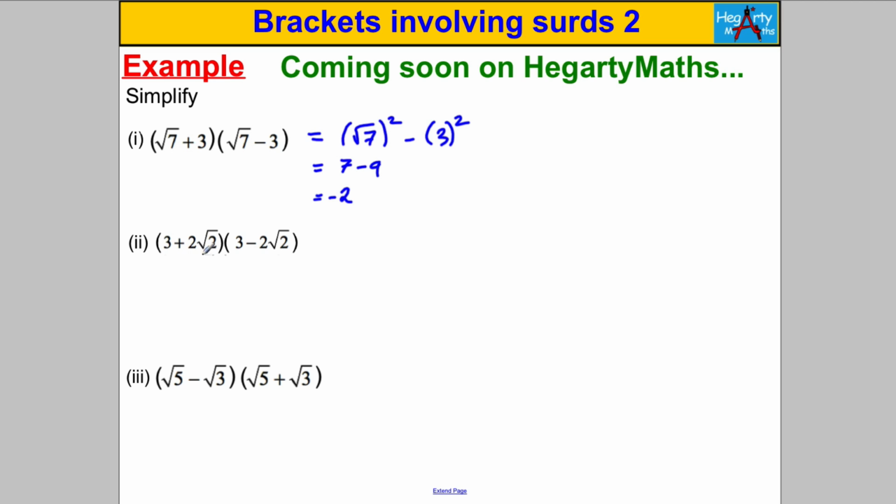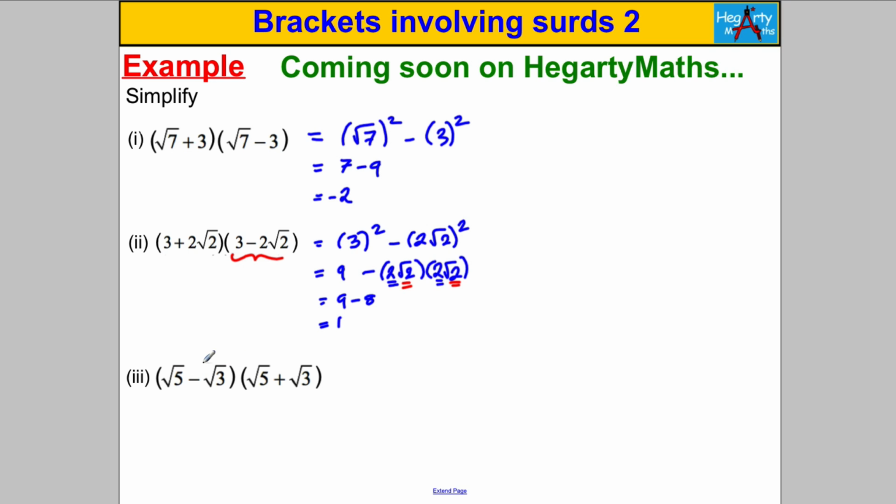3 plus 2 root 2 multiplied by its conjugate, 3 subtract 2 root 2. So we know it's going to equal, well, the first term squared, which is 3 squared, take away 2 root 2 squared. Now 3 squared is 9. 2 root 2 squared, well, I'm just going to write that as 2 root 2 multiplied by 2 root 2. It's easier to see what's going on. So we've got 9. Now 2 multiplied by this 2 is 4, and root 2 multiplied by this root 2 is 2. 4 times 2 is 8. So it's 9, subtract 8, and the answer is 1.